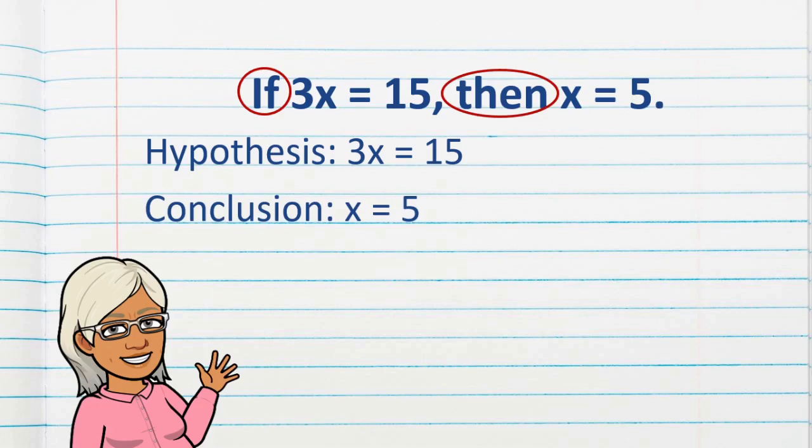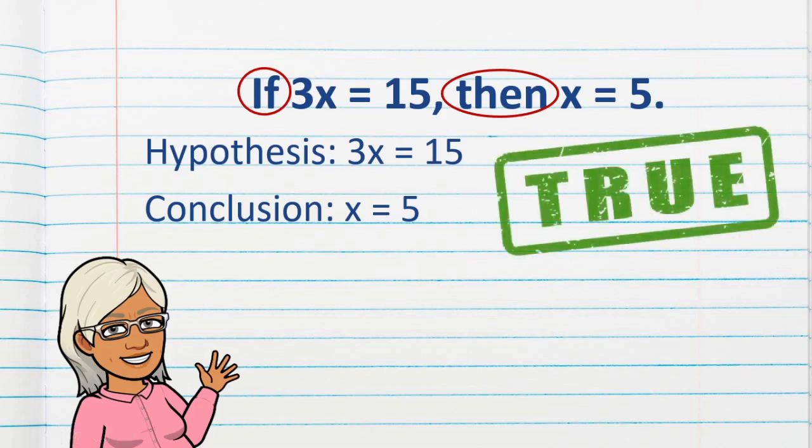A conditional statement can either be true or false. So, we can test it. It says x is equal to 5. So, let us substitute 5 in our x. So, 3 times 5, right? Is the answer 15? Correct. 3 times 5 is 15, so 15 is equal to 15. So, this conditional statement is true.